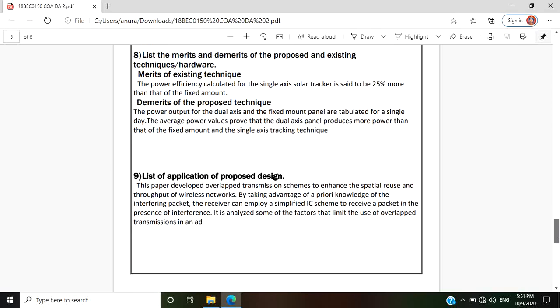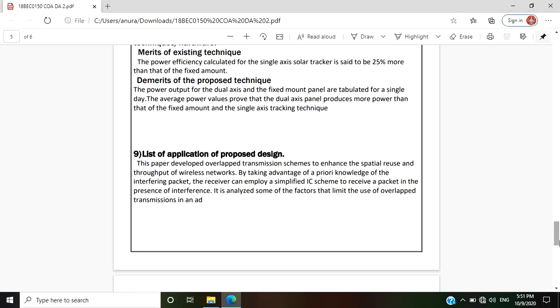This is my next question. List the applications of the proposed design. This paper developed overlapped transmission schemes to enhance the spatial reuse and throughput of wireless networks. By taking advantage of the a priori knowledge of the interfering packet, the receiver can employ a simplified IC scheme to receive a packet in the presence of interference. It analyzed some of the factors that limit the use of overlap transmissions in an ad hoc network.